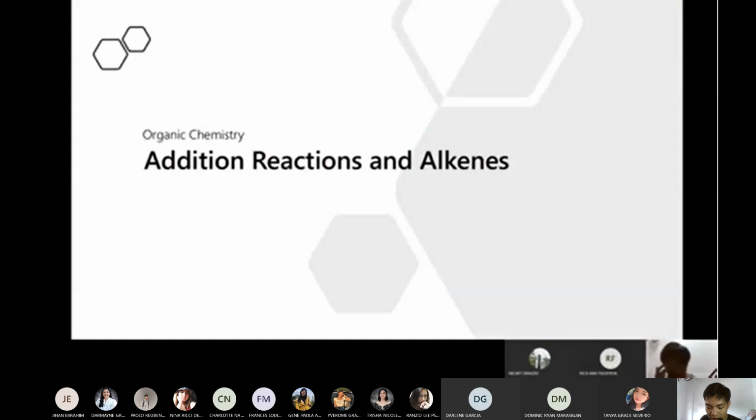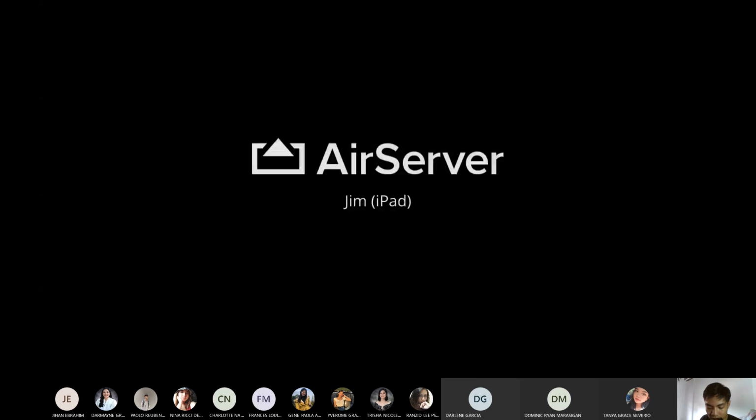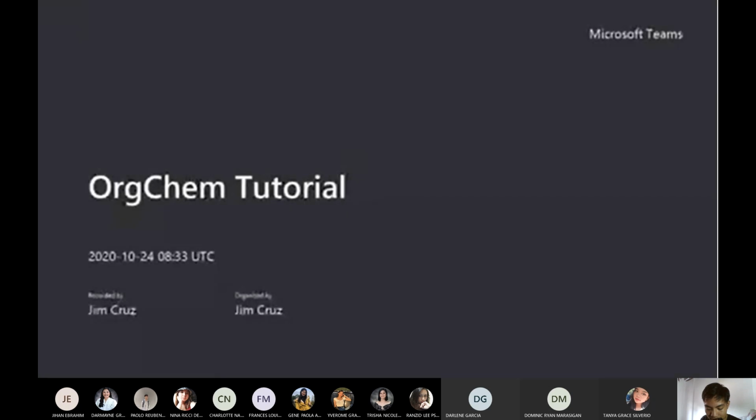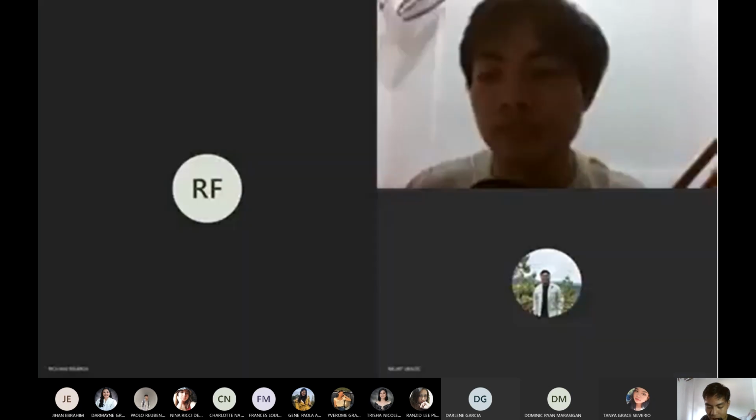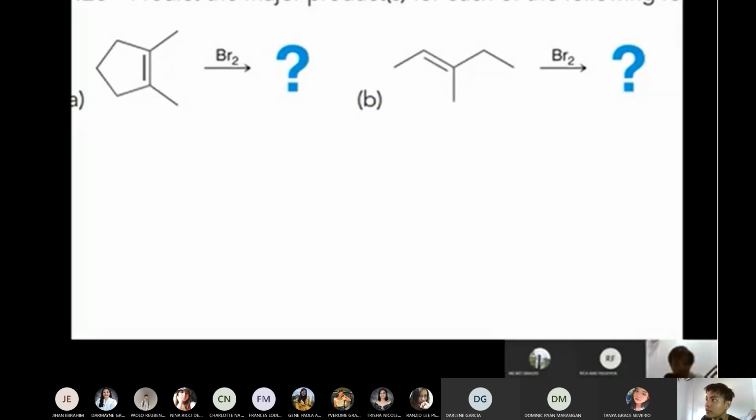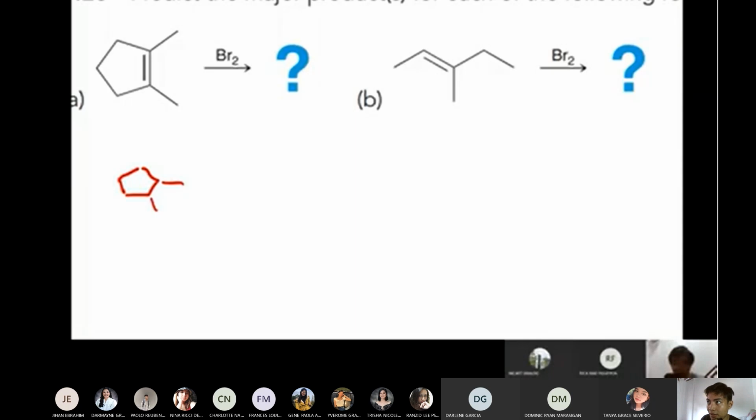6 hours per week yan, nakakatamad na. Oopsie. Bigyan ko kayo ng mechanism style. Ito, kunwari, yung ginagawa namin dito. Okay.